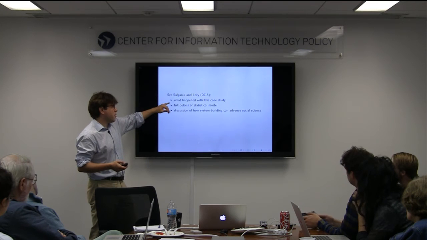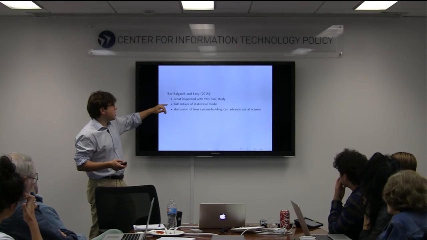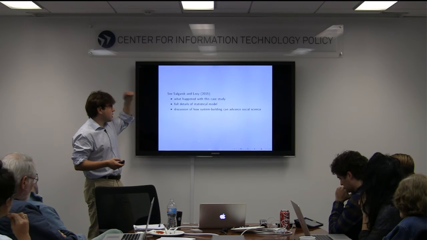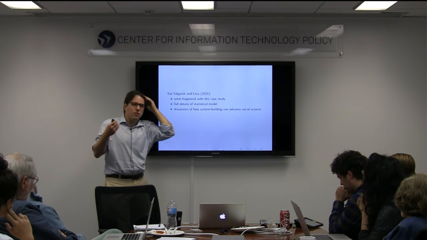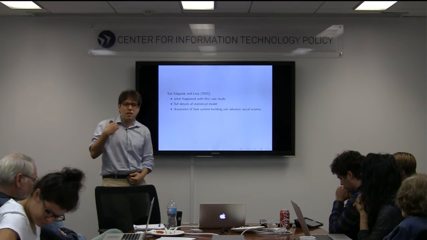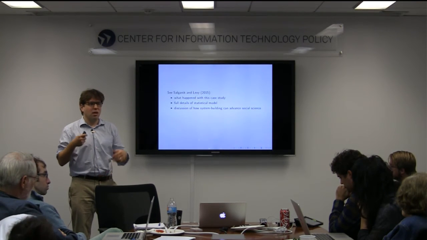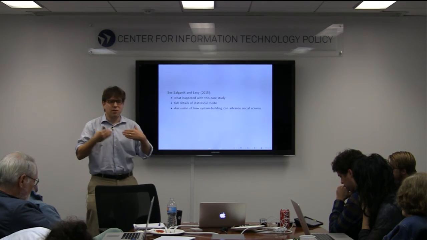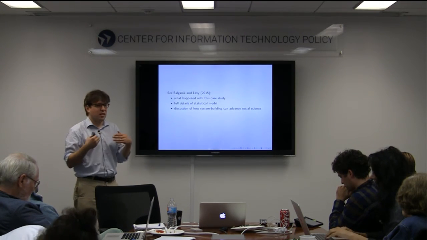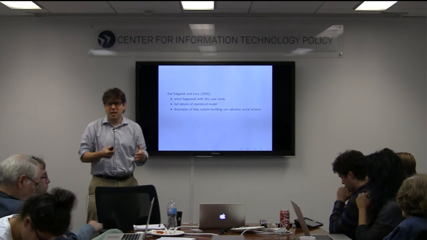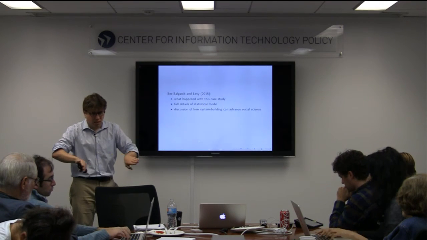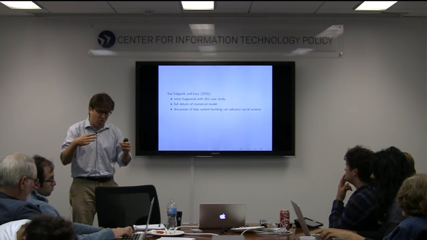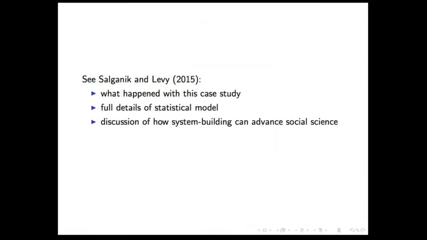So you can see our paper for more about what happened in this particular case, the full details of the statistical model, and more about how system building can be a part of social science. This is a big difference I've seen in the data science and social science community. Data scientists are often interested in doing something, like I want to improve X or build a system that does X. And social scientists are usually wanting to understand things. And often these seem to be different, but I think a lot of times doing and building and understanding are all related, and we could achieve all these goals at the same time.